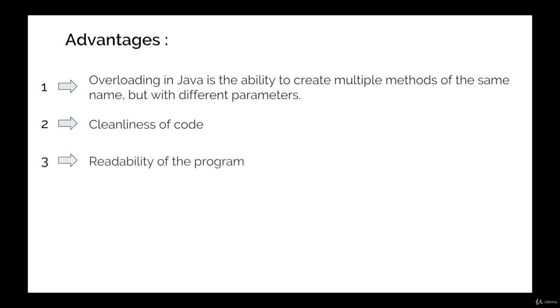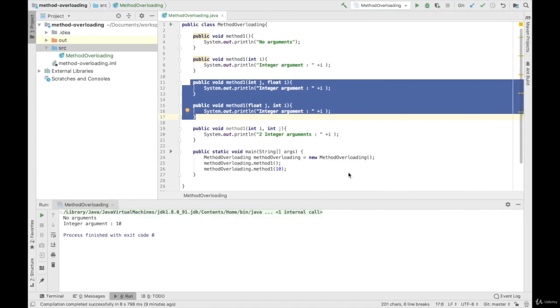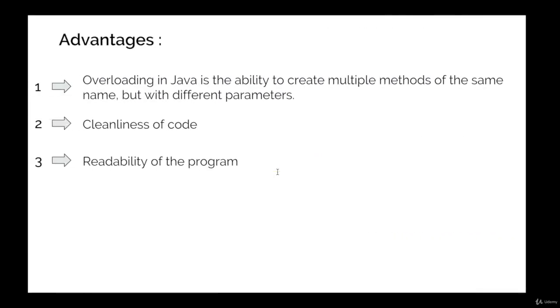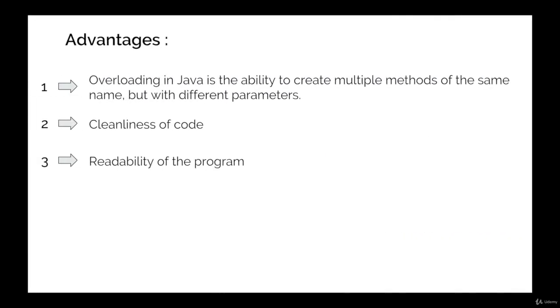The third advantage is that it increases the readability of the program. Here you are calling method 1 multiple times but with different types of arguments. So if another software engineer is reading your code, it will be very easy for him to understand that you are doing the same operation, but for different variables. It thus makes understanding really easy.